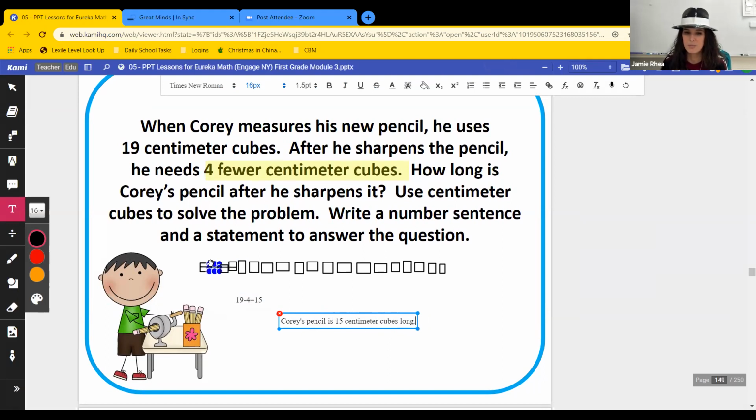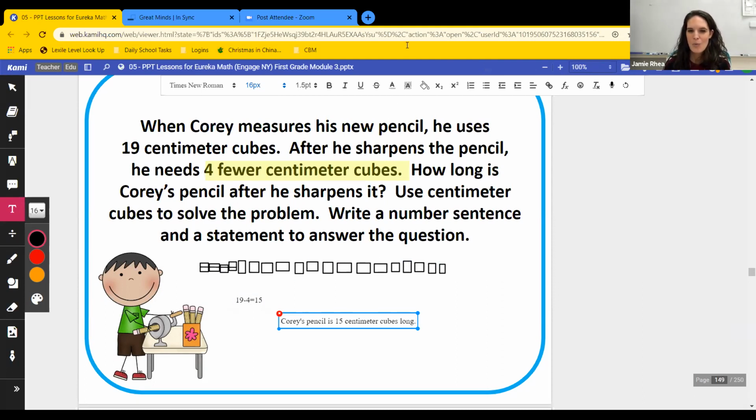Okay, now, did we answer the question? Yes. Did we draw out a picture to help us? We did. Did we write a number sentence? We did. Okay, so did we solve this problem? Yes, we did. We answered it and we did exactly what it was asking us to do. It wanted us to use centimeter cubes to solve our problem. It wanted us to write a number sentence and a statement to answer our question, which we did. And our question says, how long is Corey's pencil after he sharpens it? Corey's pencil is 15 centimeter cubes long.